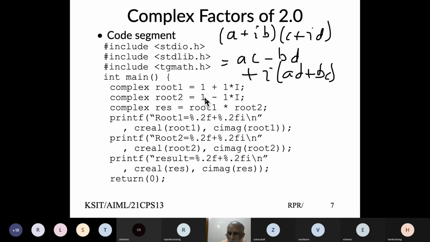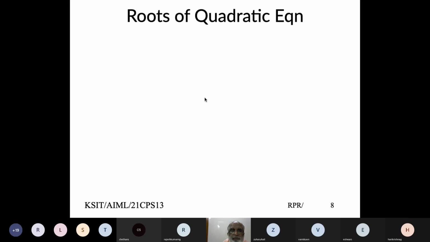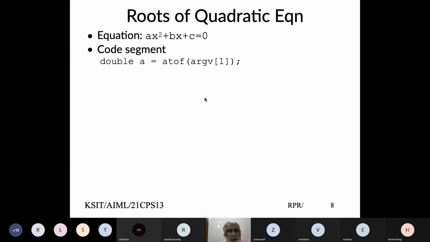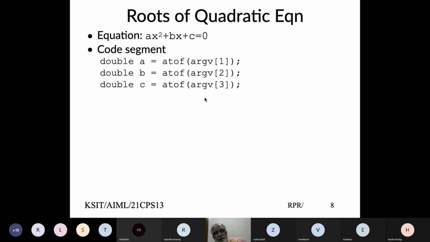Now, given that we have support for complex number implementations, let's revisit how we compute the roots of our quadratic equation. So our equation was ax square plus bx plus c is equal to 0. And we know the roots are given by minus b plus or minus the square root of b square minus 4ac, whole thing by 2a. And we get a complex number if b square is less than 4ac, and otherwise we get a real number. So we take 3 arguments from the command line.